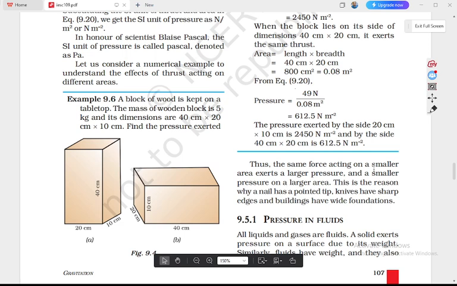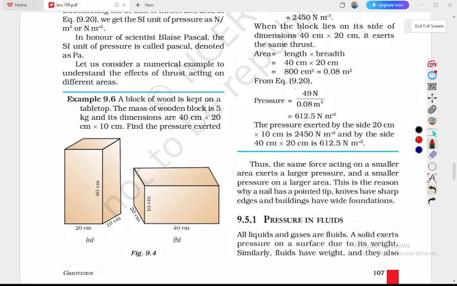Thus, the same force acting on a smaller area exerts a larger pressure, and a smaller pressure on a larger area. This is the reason why a nail has a pointed tip, knives have sharp edges, and buildings have wide foundations.